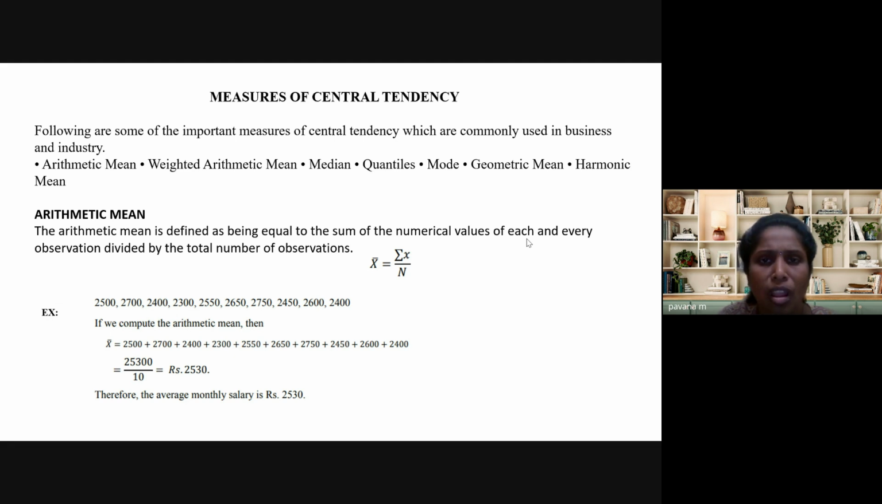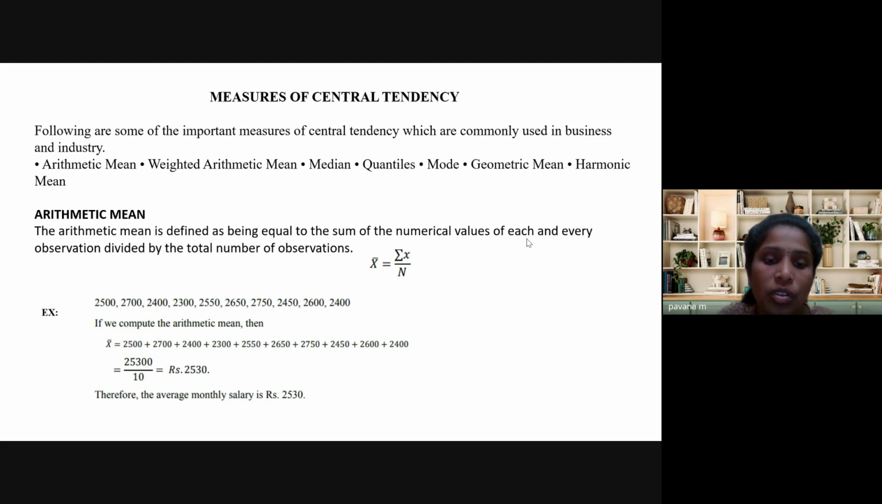Suppose you have a series of 10 numbers, so the total number of observations is 10. Maybe the first observation is 15, the second observation is 20, the third observation is 30. Like that we have different values for each and every observation. You have to sum all the observations, then divide that sum by the total number of observations. That is the definition of arithmetic mean.